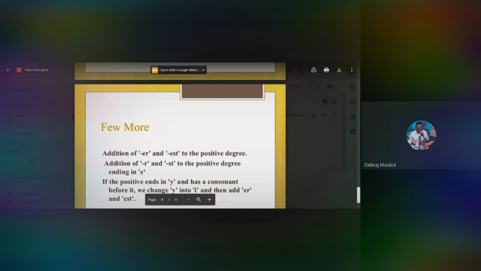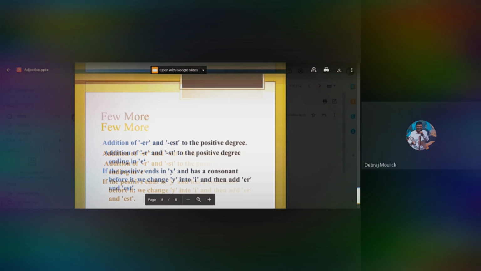Now we come to the next rule, adding r and st to the positive degree. The rule over here is that the word ends with e. For example, simple, simpler, simplest; nice, nicer, nicest; white, whiter, whitest; wise, wiser, wisest.